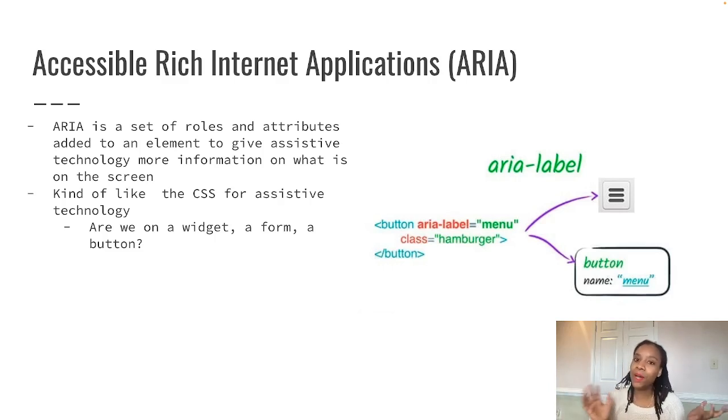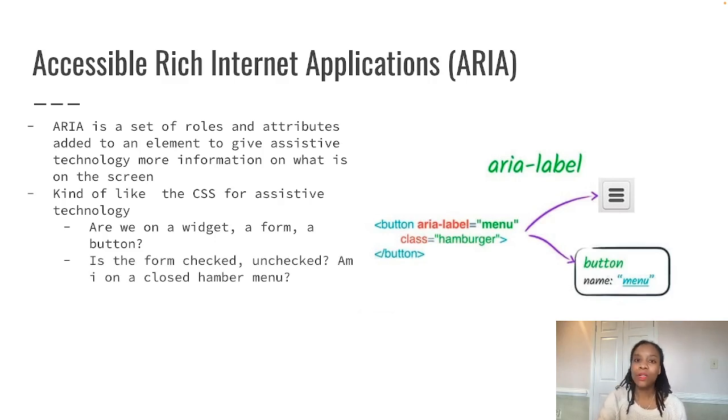And when we think about buttons, the button HTML tag is usually enough for us to understand that we're on a button. But every so often we have a more complex button for whichever reason where we want to do something specific with this button, or this button is for a specific reason that is not clearly obvious. It also gives us good information like, is a form checked? Is it unchecked? Am I on an open hamburger menu? Am I on a closed hamburger menu? ARIA gives us all that extra information.